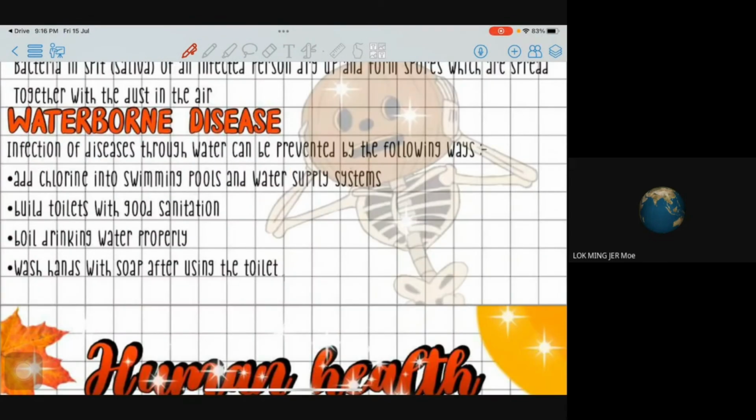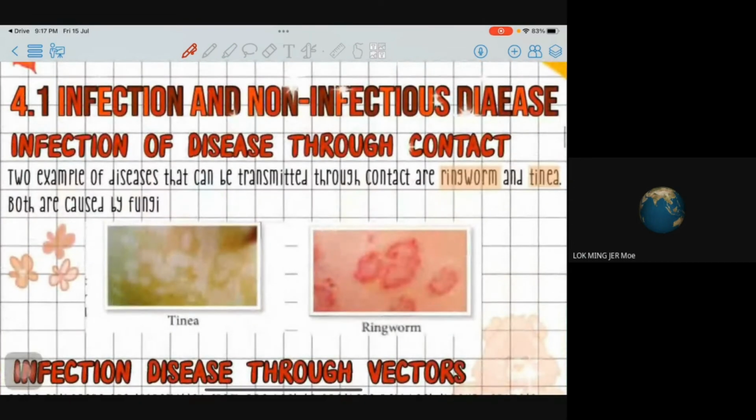And you can prevent it by following these: you can add chlorine into the swimming pool if you share the swimming pool with other people, and have good toilets with good sanitation. Boil the water before you drink, and wash your hands with soap after using the toilet. Yeah, you don't do that, right?